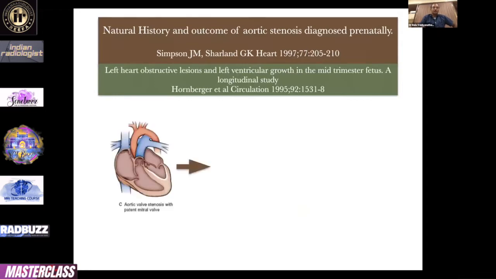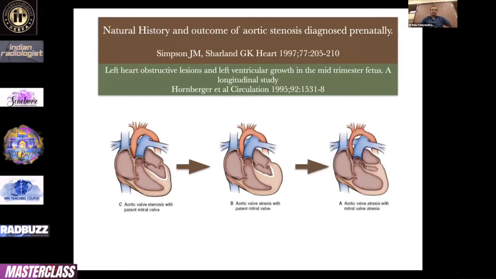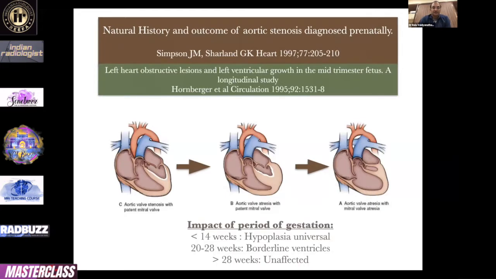So what begins as aortic stenosis may actually evolve into an aortic atresia and eventually a hypoplastic left heart syndrome. So that is the natural history of the aortic stenosis if left uncorrected. Typically, if you detect aortic stenosis very early, before 14 weeks, hypoplasia is universal. Between 20 to 28 weeks, that is where you have a sort of a gray zone. It can progress or remain the same.